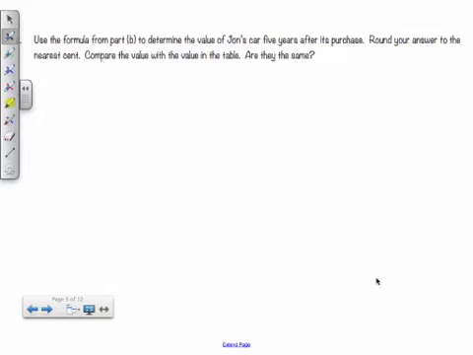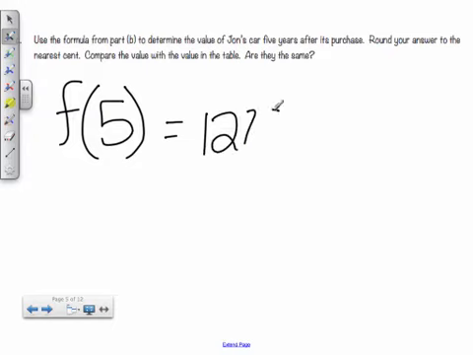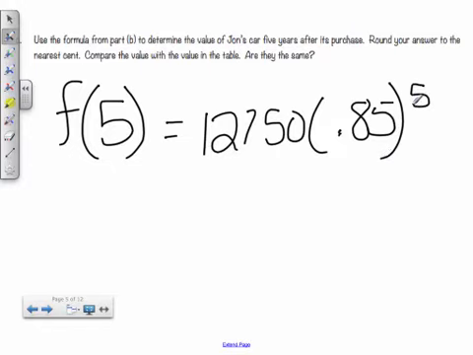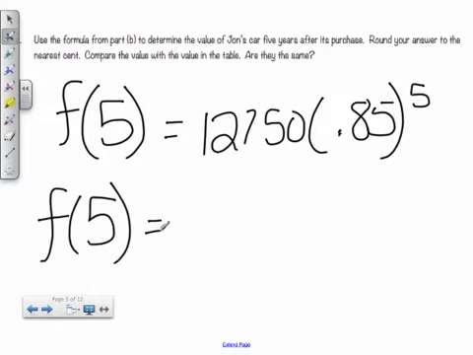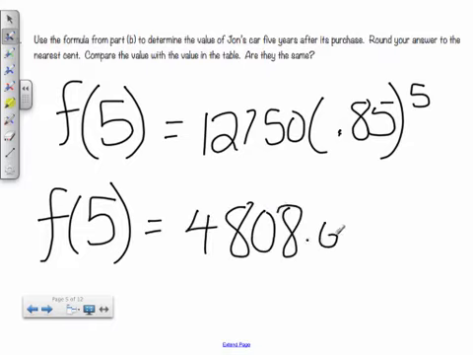So let's answer question C. Use the formula from part B to determine the value of John's car 5 years after its purchase. Round your answer to the nearest cent. So let's go ahead and do that. f of 5 equals 12,750 multiplied by 0.85 raised to the 5th power. Go ahead and plug that into your calculator, see what you end up getting. You should end up getting f of 5 is equal to $4,808.66, which is exactly what we got before.